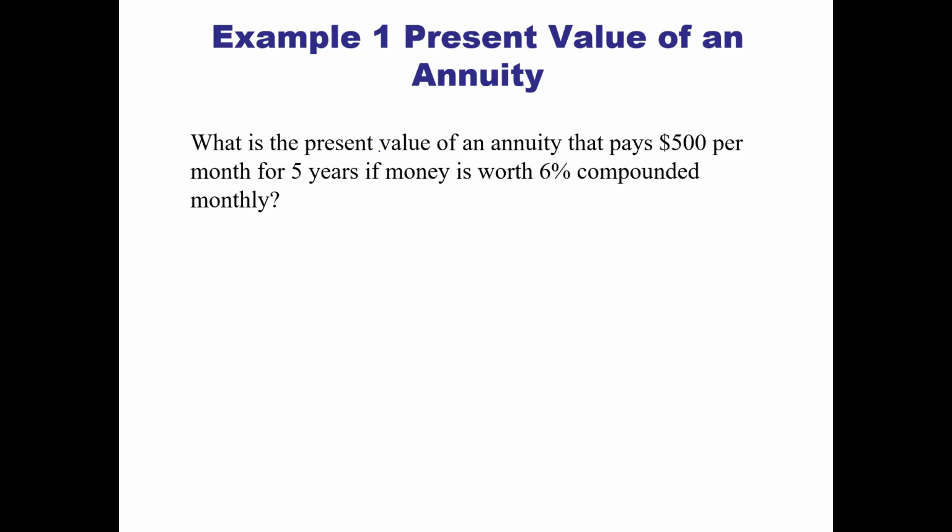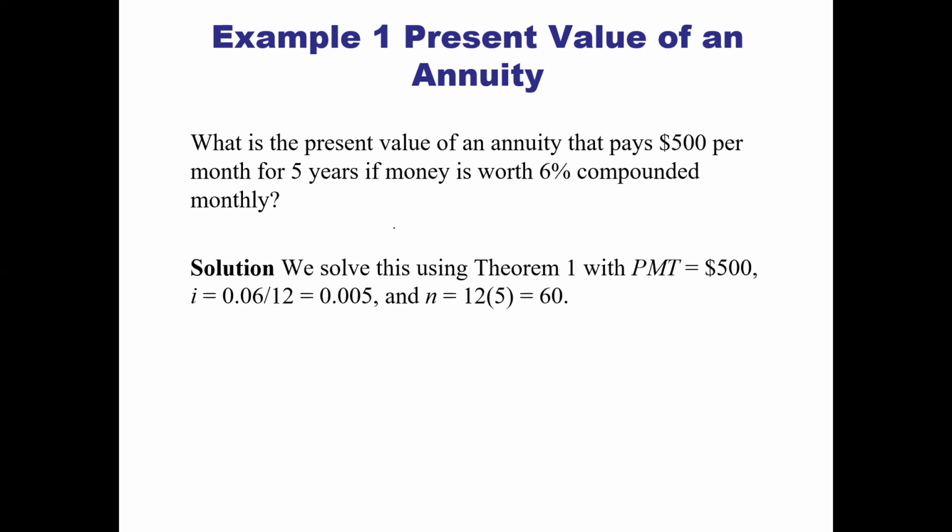All right, so this is an example. What is the present value of an annuity that pays $500 per month for 5 years if the money is worth 6% compounded monthly? Remember our PV equals the payment times 1 minus (1 plus i) to the negative n, all over i. Now we just plug in what we know.